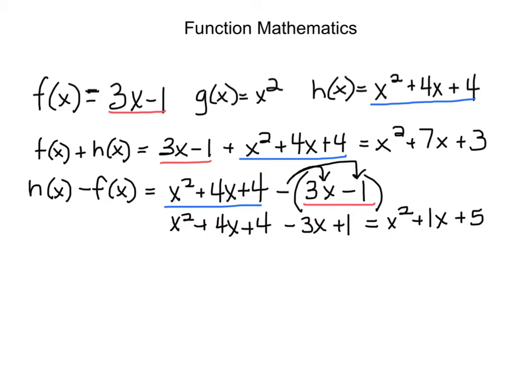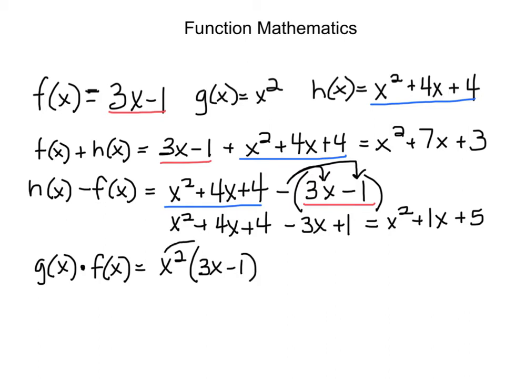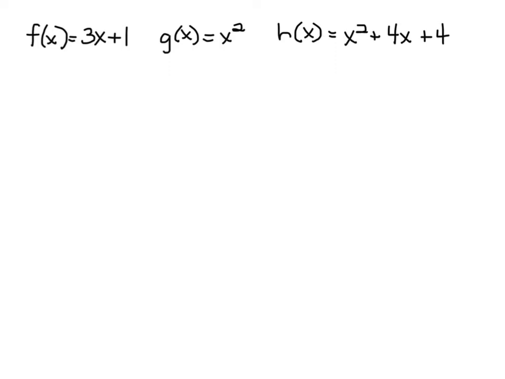What if we wanted to multiply? I would take g of x, and I would multiply by f of x. And all that means is distribute. Remember, x squared times x is going to give me an x cubed, and x squared times negative 1 is going to give me a negative x squared. And that really should have gone to here. Okay? All right.